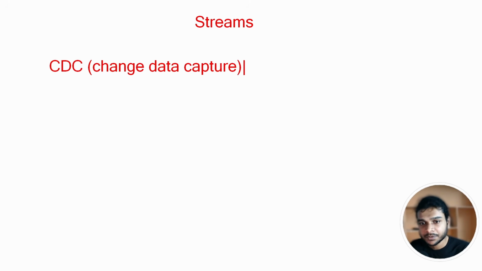And the types of streams include standard stream and insert only stream. Standard stream captures everything. It captures delete, update, or insert that is done to that particular table, whereas insert only stream or append only stream captures only the inserts and ignores the updates or deletes. These are the two types of streams.